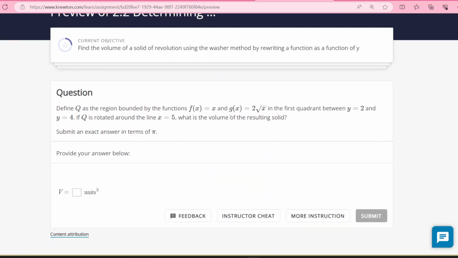So this is same stuff. But this time, remember, I'm not rotating around the y-axis, I'm rotating around some other vertical line, x equals 5. And all it's going to change is it's going to add 5 or subtract 5 from the normal way I find the outer radius and inner radius for those washers. So same thing, I'm going to draw the region being described.